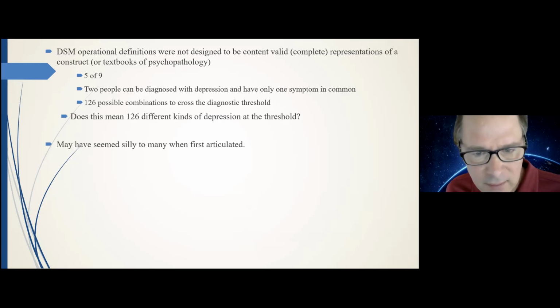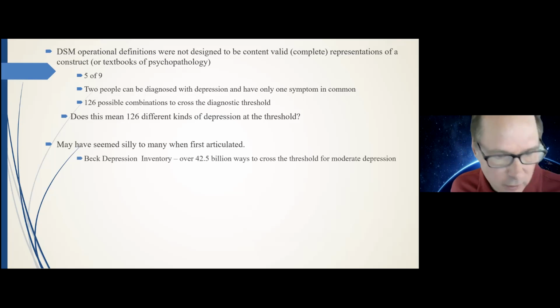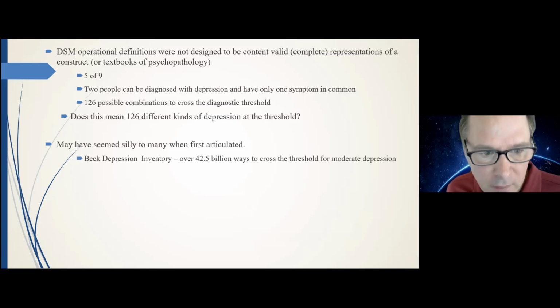In the sense that some of this is just the rules of combinatorial mathematics. Whenever you have multiple ways to reach an outcome, you can combine them in different ways, and the more ways you have, the more combinations you have. Let's take a look at the Beck Depression Inventory. This has 21 items, scored on a Likert scale of 0, 1, 2, 3, and you need to score 21 to be considered moderately depressed. If you do the math, there are over 42.5 billion ways to cross the threshold for moderate depression on the BDI.